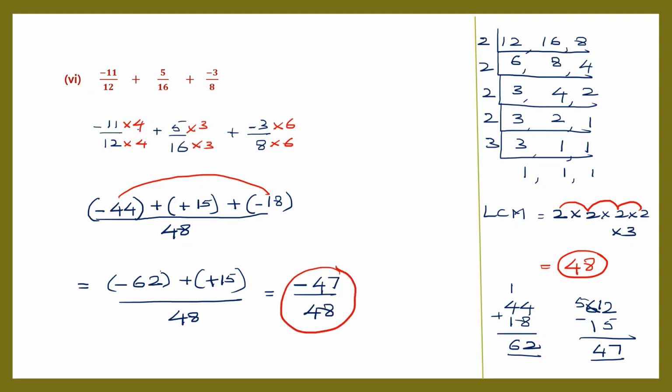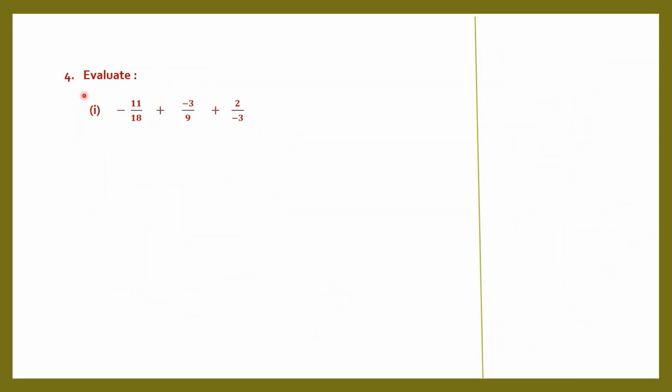Minus 47 by 48. Question 4, evaluate. So again we have three rational numbers. Here we have minus 11 by 18, minus 3 by 9. Here our denominator is negative. So we're going to change that and make the numerator negative. So that's the first thing we're going to do. Change it and make this negative. Let's write down the question correctly. Minus 11 by 18 plus minus 3 by 9 plus minus 2 by 3.